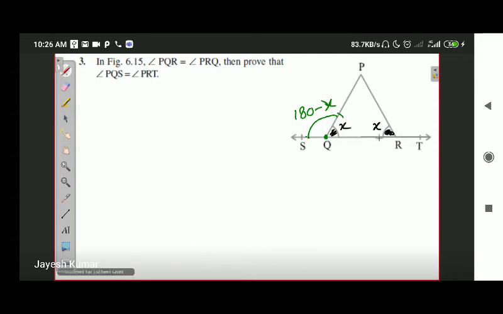In the same manner, this angle is also going to be 180 minus X, once again by linear pair. So 180 minus X and 180 minus X should also be equal. If the interior angles are equal, their exterior angles are also going to be equal. Okay. Now we will write it down.